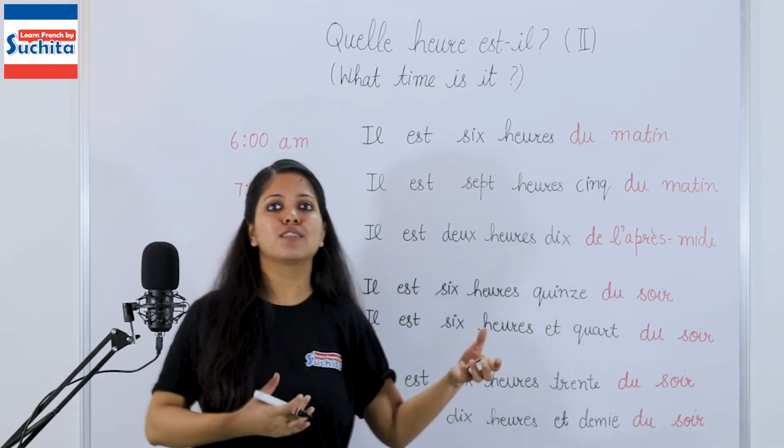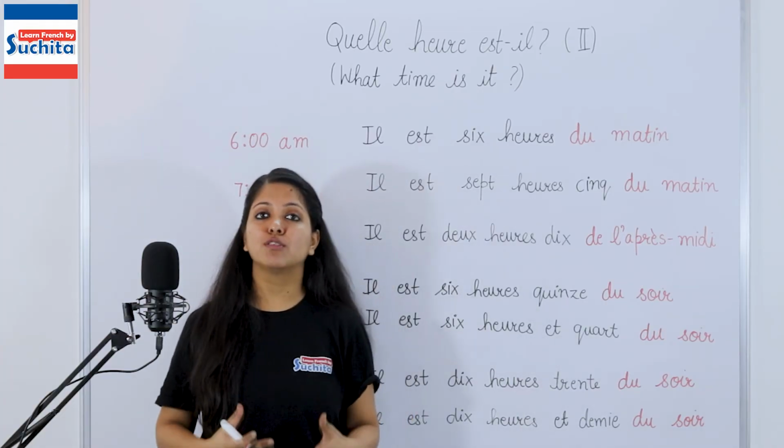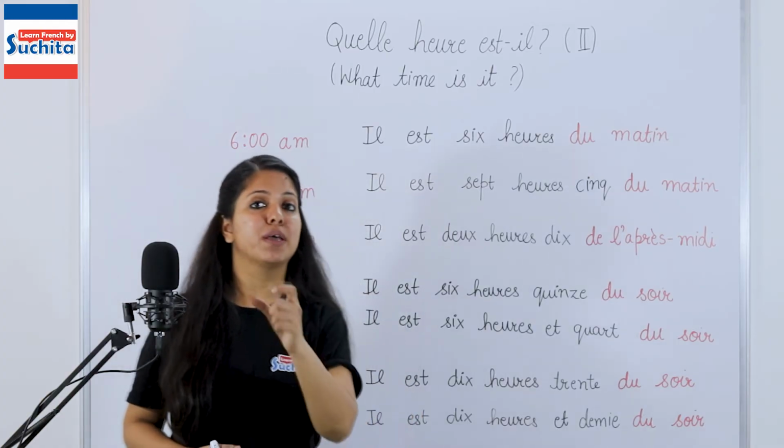Let's say if you want to say it is 3:05 p.m. You would say il est 3h05 de l'après-midi. De l'après-midi.